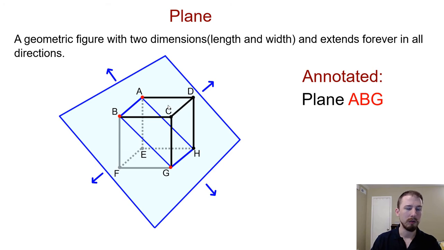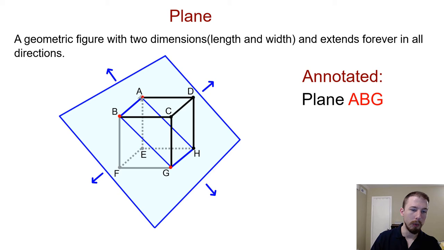Planes are also very challenging for students to visualize, and cross sections of three-dimensional objects with planes are usually one of the easier ways to get them to see it. Planes are geometric figures with two dimensions, length and width, that extend forever in all directions. If you just draw a rectangle with arrows, students often won't see the depth of it, but if you put it in intersection with a three-dimensional object, then they can see.